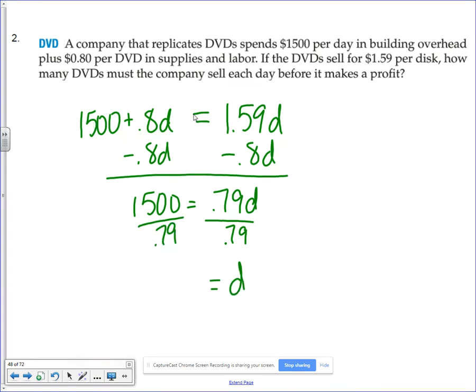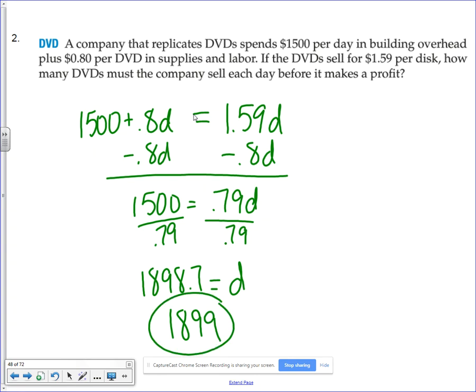So I have D equals 1898.7. So I can't have 0.7 of a DVD. So if I want to make a profit, I'm actually going to have to sell one more. So that will make me a profit on my DVDs.